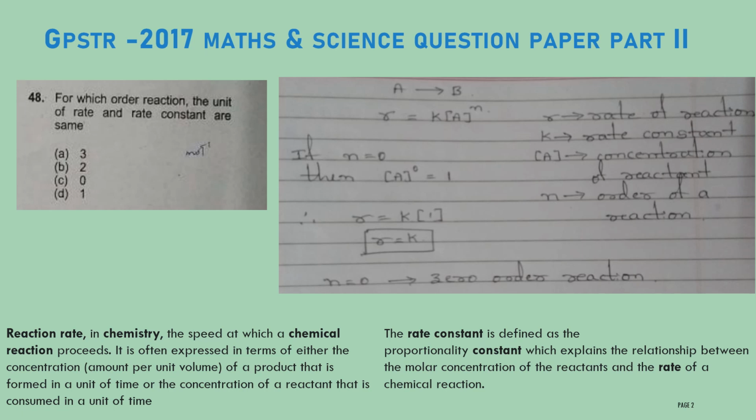Only in the case of a 0 order reaction is the rate of a reaction equal to the rate constant. Therefore the correct option for this question is 0 order reaction, where the unit of rate of a reaction is equal to the rate constant. Here you have to remember, at 0 order reaction the units of rate and rate constant are equal.